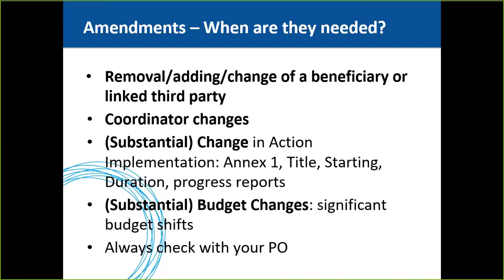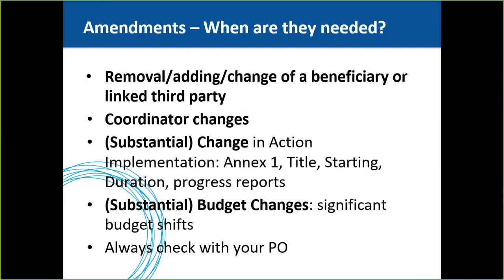And when do you need to request the official amendment? If, for example, a beneficiary drops out, there is a termination of one of the beneficiaries, or if you are adding a new beneficiary, or if there is a change in the beneficiary, let's say the entity is changing its status or its name, it will also be required to ask for an official amendment. And it's the same thing also for the linked third parties. If you remove or add a linked third party, an official amendment will be needed. An amendment is also needed, of course, if the coordinator changes, but even if the bank account of the coordinator changes.